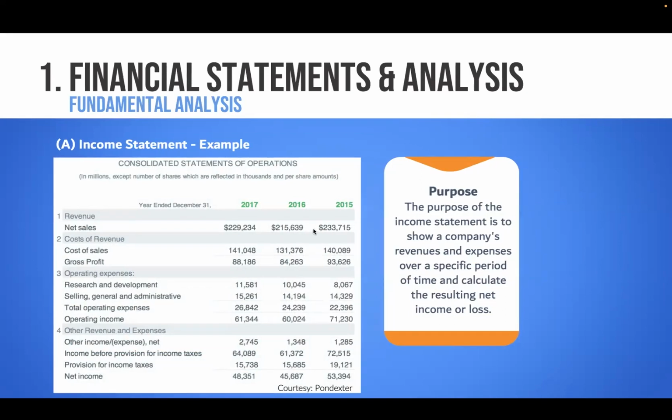So this company, this was released in the month of December 31st. In 2017, these are the numbers, 16 and 15, 3 columns. So in 2017, 229,000, this is in thousands, so this is millions. So 229 million was received when they sold stuff. And then after all these expenses and tax and everything, the net income is $48 million, right? So that's what this statement is showing.